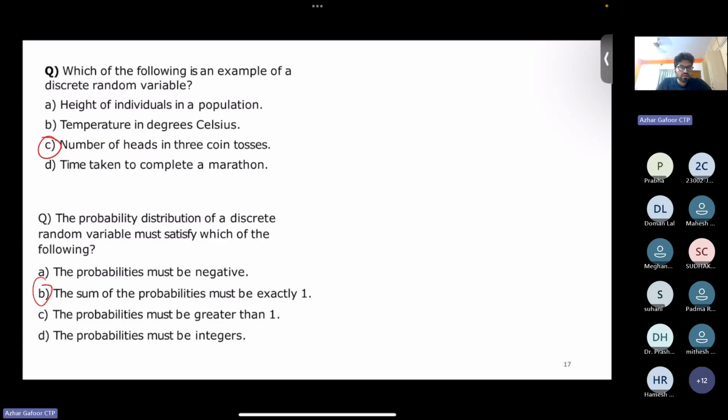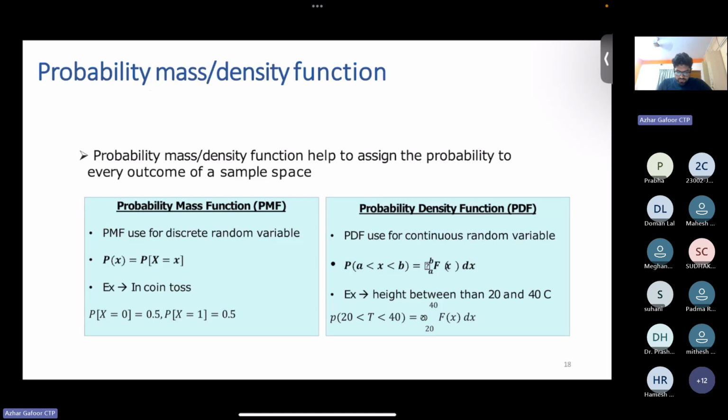Okay, so moving on. We will define probability mass and probability density function. It is the function that helps us assign real values between 0 and 1 to every outcome of a sample space. The probability mass function is used for a discrete random variable, so that we can assign direct values to the random variable.